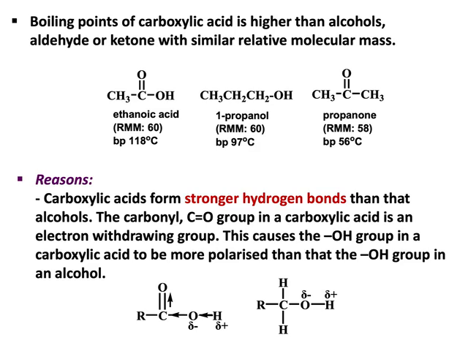in the carboxylic acid, which is an electron-withdrawing group, the hydroxyl group in carboxylic acid is more polarized compared to the hydroxyl group in alcohol. Now there are two compounds: the first is carboxylic acid and the second is alcohol. Both of these compounds have a hydroxyl group attached, but the hydroxyl group on the carboxylic acid is under the influence of an electron-withdrawing group, so it becomes more polarized compared to the hydroxyl in alcohol.